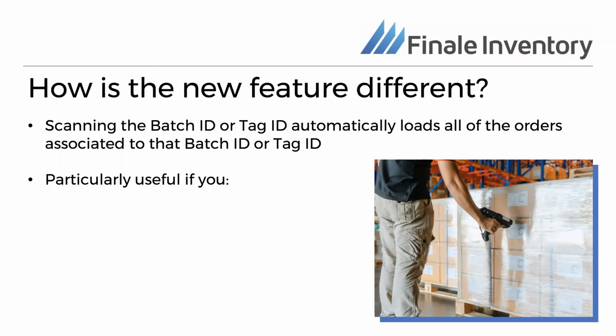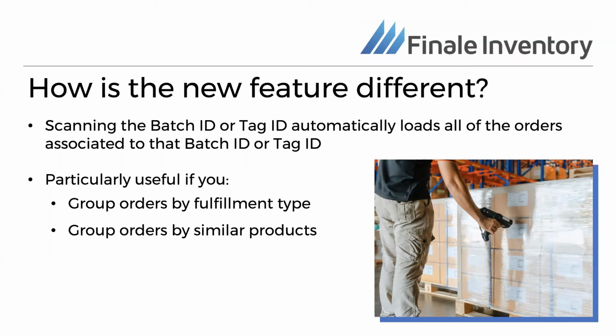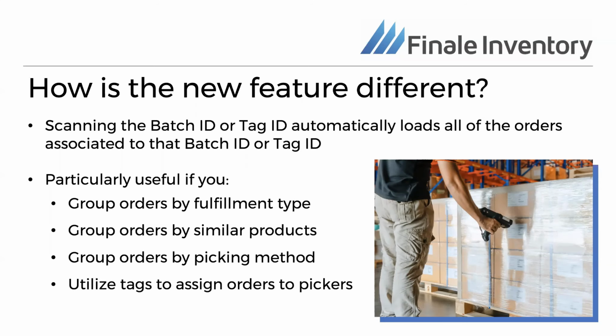Now, there's a lot of scenarios that you'll use this feature for, but in general, the order batches are particularly useful if you group orders by fulfillment type, if you group orders by similar products, if you group orders by picking method, or if you utilize tags to assign orders to pickers. And of course, that's not all of the scenarios. Those are just some of the common ones.